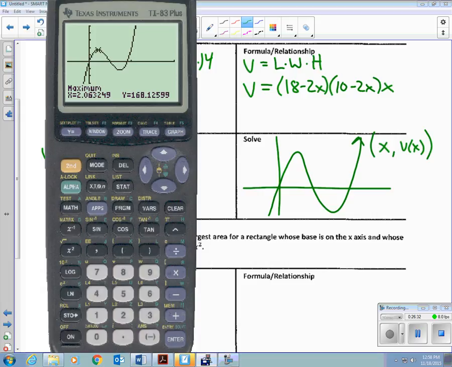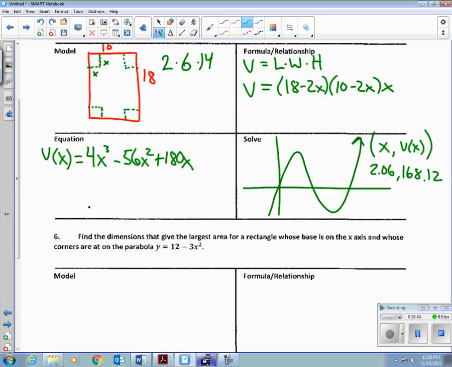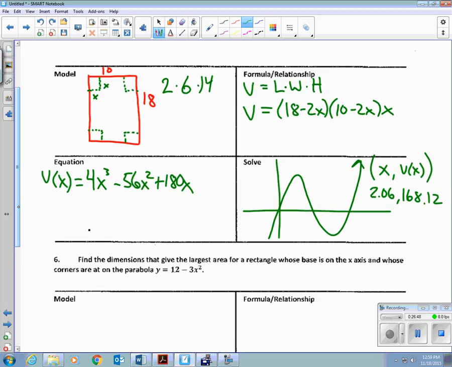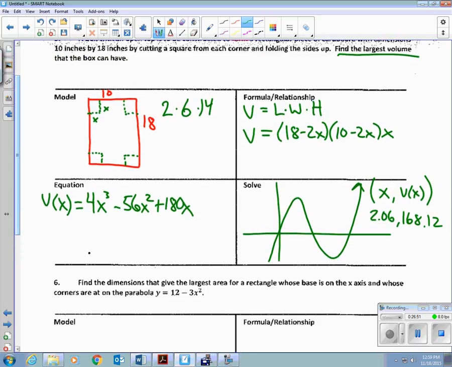All right. Okay. So the x value is 2.06 and the y value is 168.12. You tell me which one of these am I interested in for the answer. What does the question ask? Question says find the largest volume. This is the volume. So 168.12 inches cubed. Now, yeah, I would like to know that I should cut a 2.06 inch by 2.06 inch square off. But the largest volume is 168.12. That way, if I know I'm trying to fit a fruit cake or something in the box, I know whether it's going to fit or whether I'm going to have to get a different one.